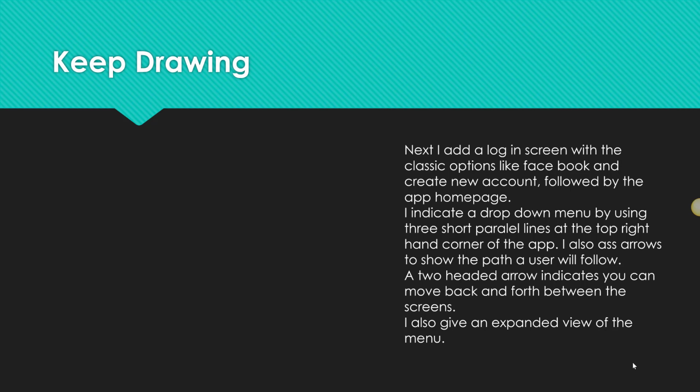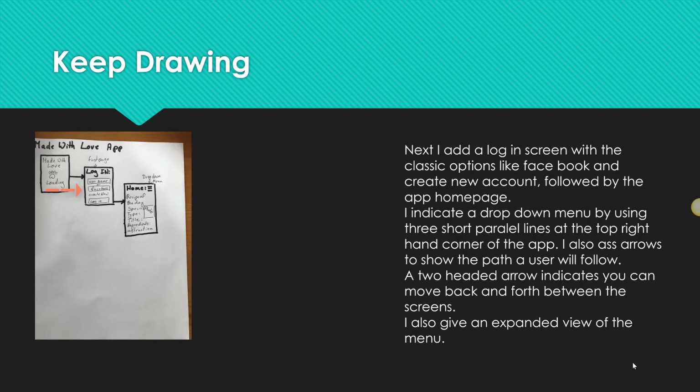The next step is to continue drawing. Once you have that first screen, you add a login screen if that's necessary. For some apps, that would just go to the home page if you don't want people to log in. Because this app would track recipes and share them with other people, a username or a Facebook login is necessary. I also add a create new link and a login button, which once pressed, takes you to the home page. I decided the home page should have a recipe of the day on it, and it also has a drop-down menu.